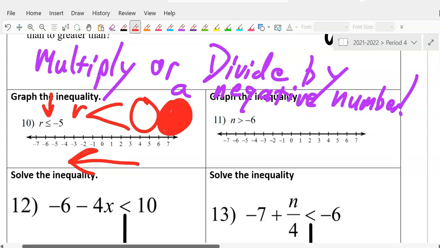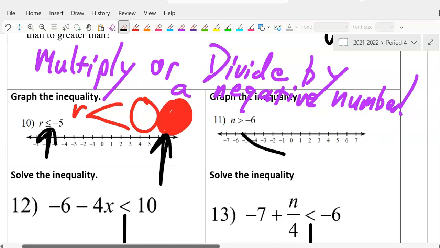Now, how do we know that it's a closed circle? Because there's a little line under it for equals. So my little trick is, you can think of it like a plate. If we've got our plate of spaghetti, then we keep our full plate, this little plate under here. Or if there's no plate like number 11, then you lose all your spaghetti. So that's our little trick.